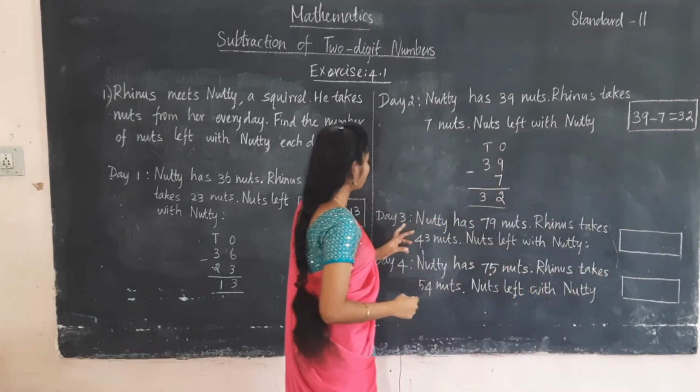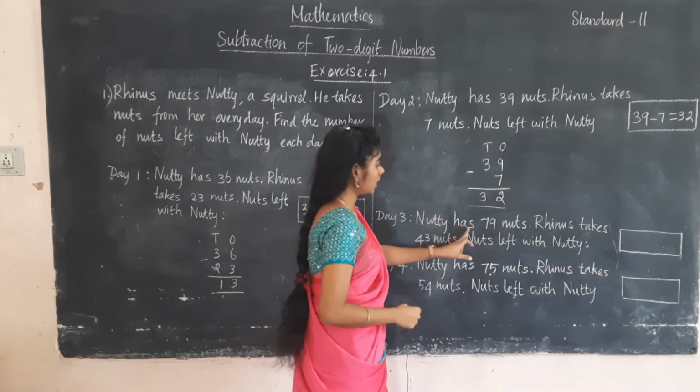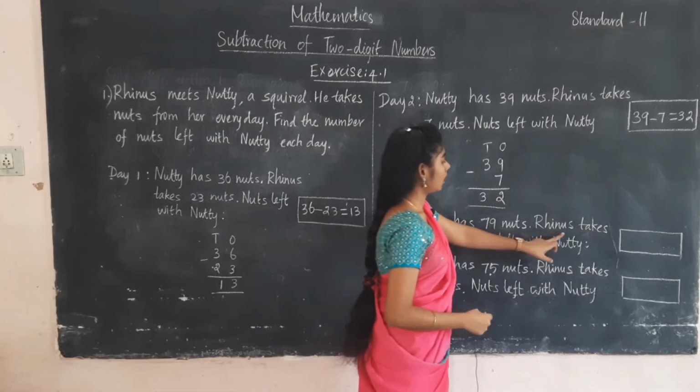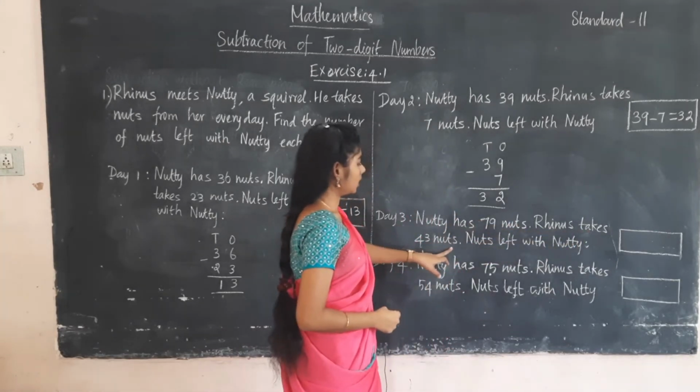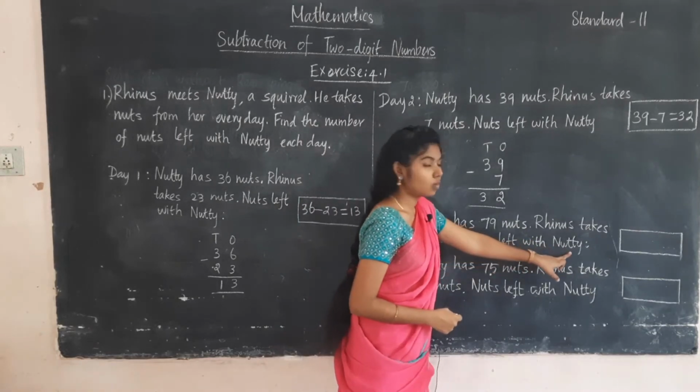And here also, on the third day, what is given here? Nutty has 79 nuts and Rhinus takes 43 nuts. Nuts left with Nutty. So what will you do?